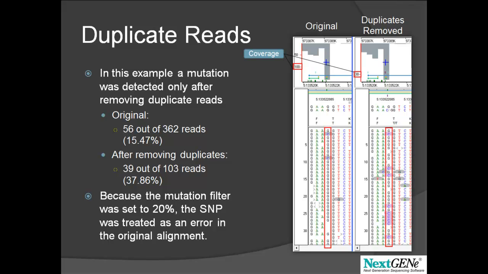In this example, a SNP was present in only 15.47% of reads in the original alignment, and so it was not called. Most of the reads in this region turned out to be duplicate reads, and over 93% of those did not have the SNP. This means the SNP was present at a much higher level, 37.86%, once duplicate reads were combined into single reads. The new allele percentage was high enough to pass the 20% mutation filter, and the SNP was called in that alignment.